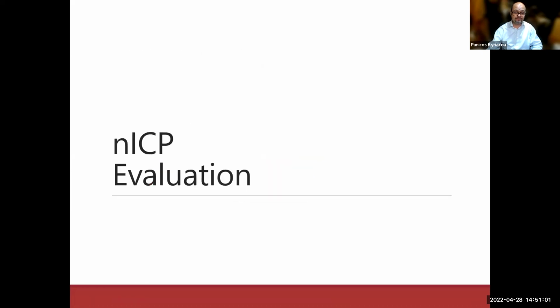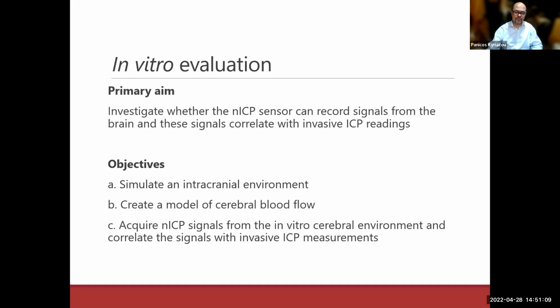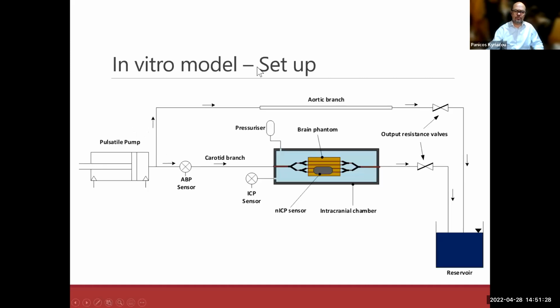with ICP. Now, what did we do in the lab before we went into in vivo? We did an in vitro evaluation of this ICP sensor. We developed a phantom technology, and the brain phantom technology had the capability of controlling the intracranial pressure and collecting PPGs, and then monitoring the changes of ICP and PPG. So this is the in vitro model.